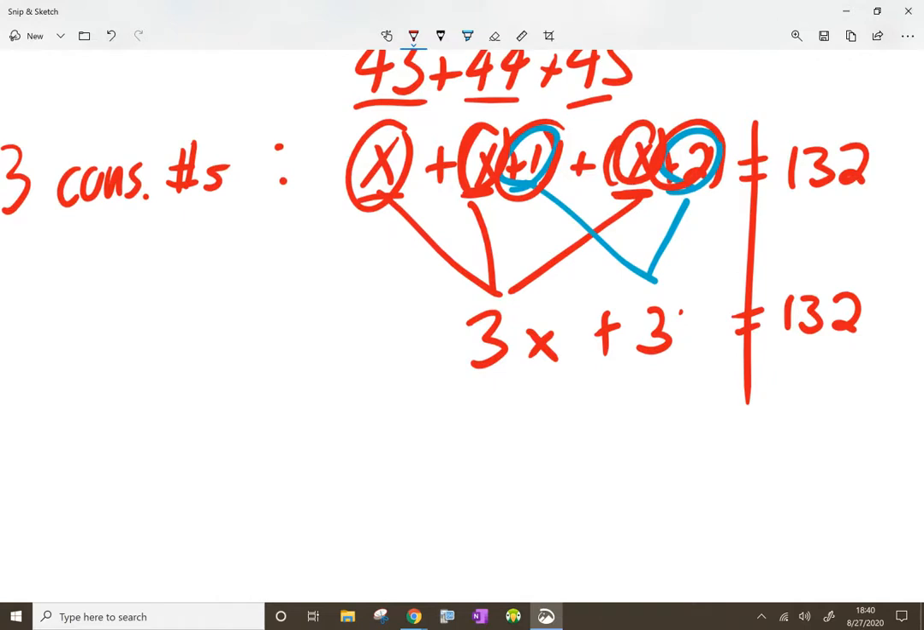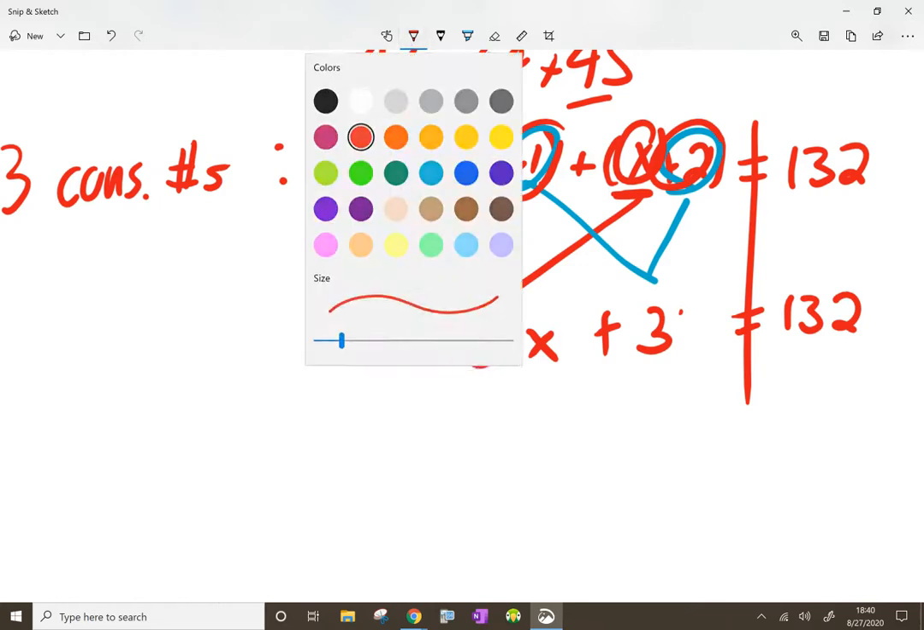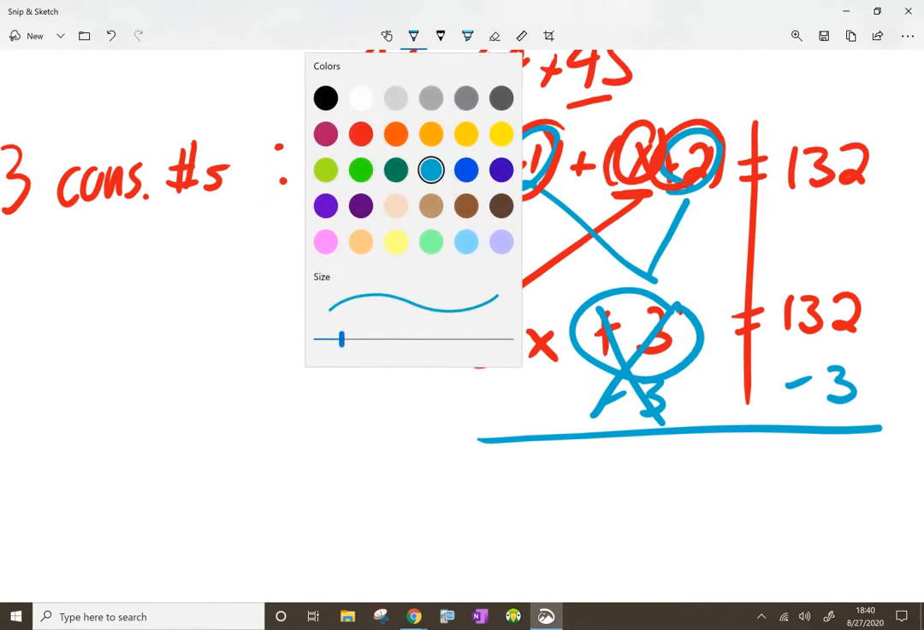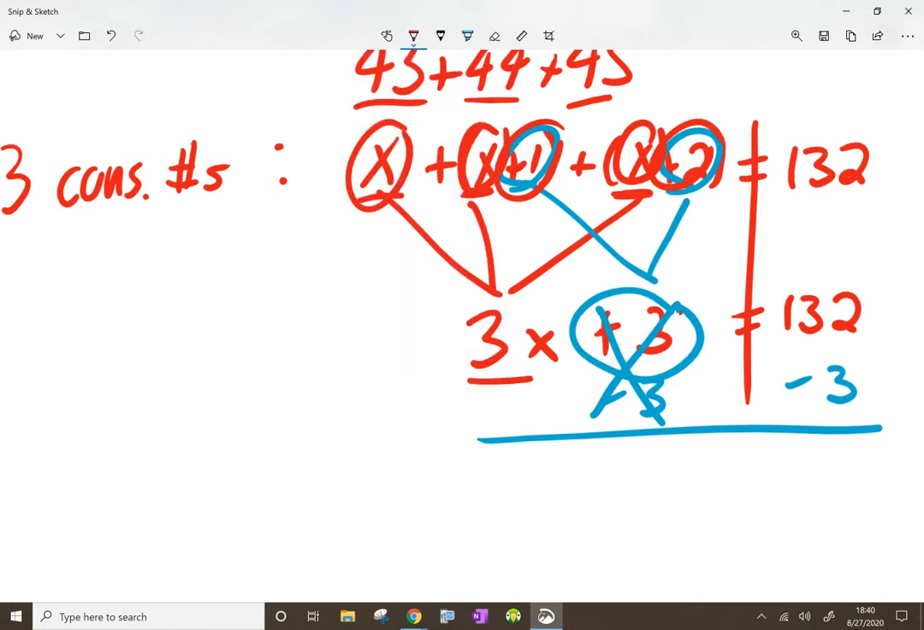In order to solve this and get x by itself, the first thing I need to try and cancel is this plus 3. I need to get rid of this. I need to cancel that out. So what's the opposite of plus 3? The opposite of plus 3 is subtracting 3. So I will subtract 3 in order to cancel it out. But just remember, you have to do that to the other side too. So when I cancel out the 3, all I'll have is just the 3x on the left side. And on the right side, I have to simplify. 132 minus 3 is 129.